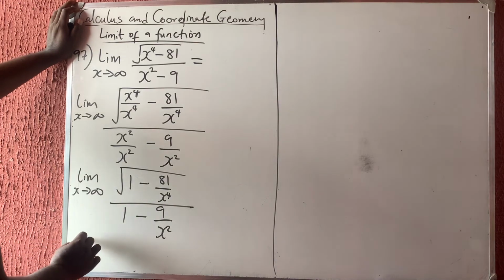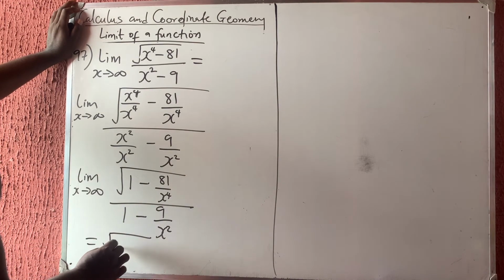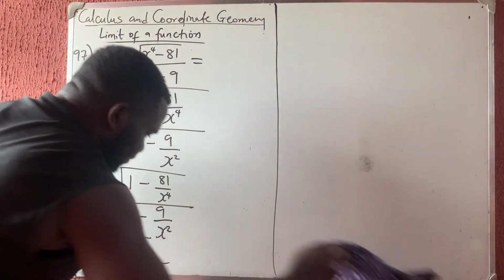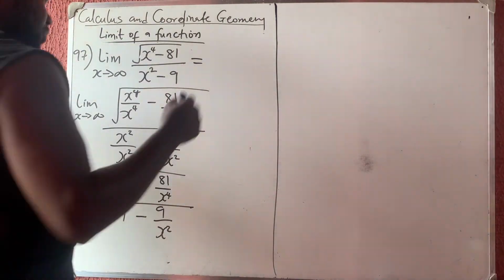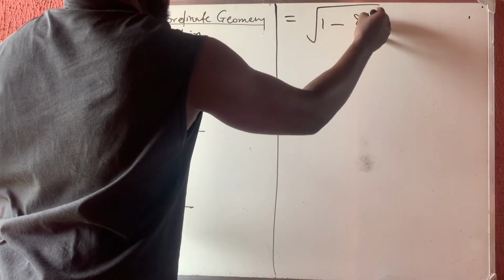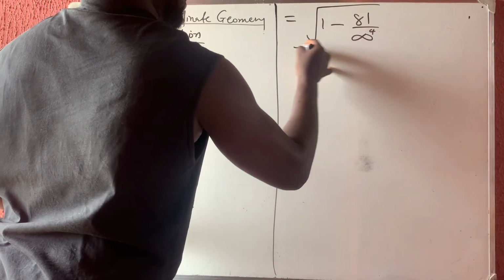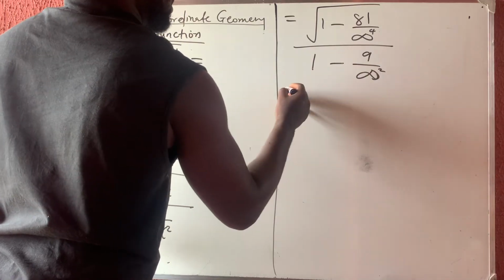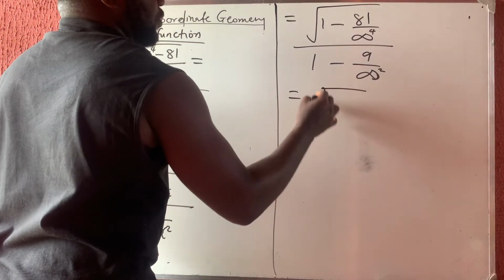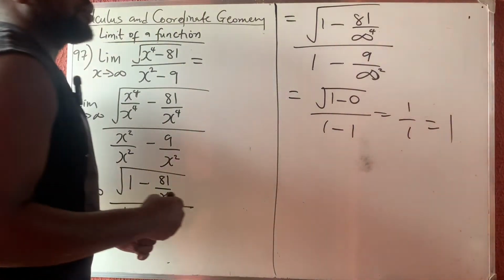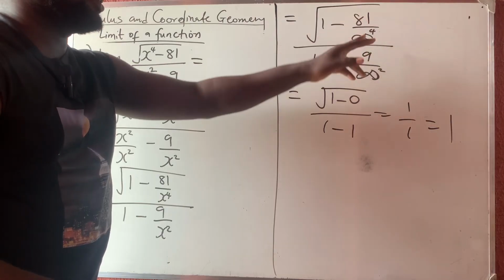So if we substitute infinity, I'm going to have the square root of 1 minus 81 over infinity raised to the power 4 all over 1 minus 9 over infinity squared. Okay, this place is too small, so let me write it here. So if you do that, you have the square root of 1 minus 0 all over 1 minus 0, which is 1 over 1, which is 1, because anything divided by infinity is 0. So here is 0, here is 0.